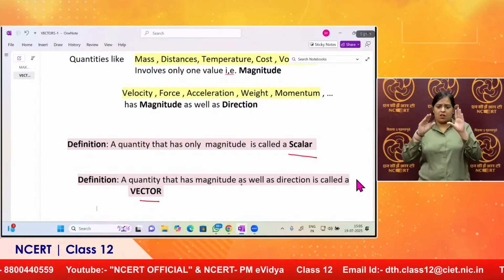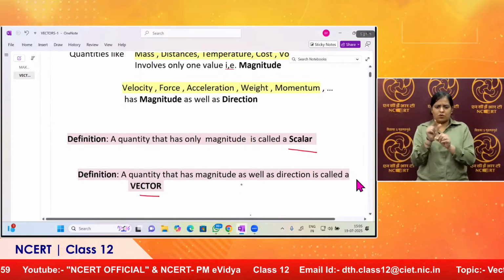So the definition is that which has only magnitude is known as a scalar quantity. So you can see that which has only magnitude is known as a scalar quantity. Which has both magnitude as well as direction is known as vector quantities.